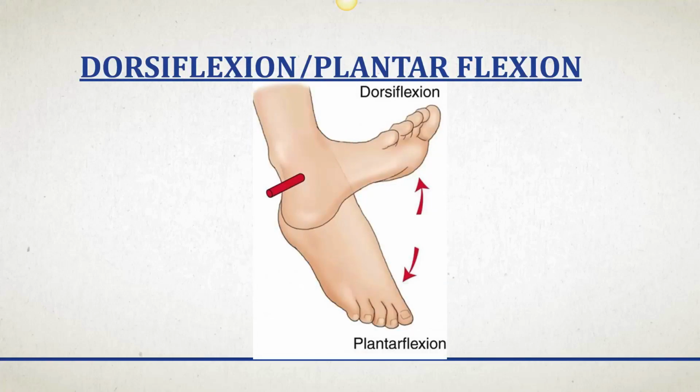Dorsiflexion versus plantar flexion only involve the feet. Dorsiflexion is when you flex the toes and point them up toward the shin, or up toward the back of the body. While plantar flexion is when you plant the toes into the ground, so you bend the foot downward.